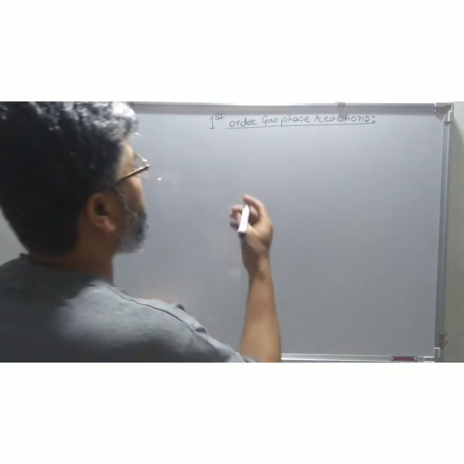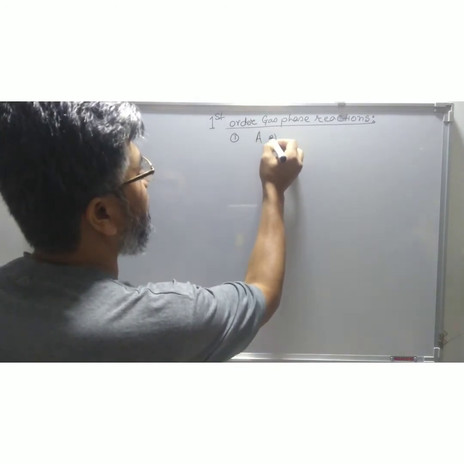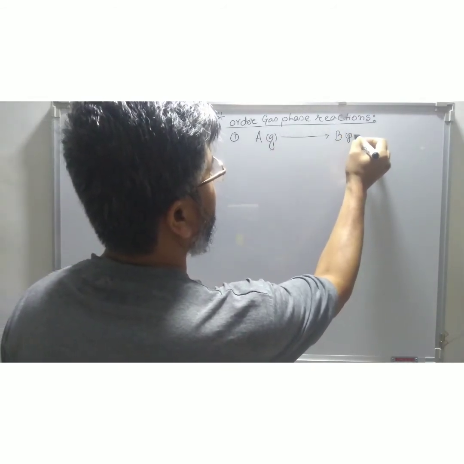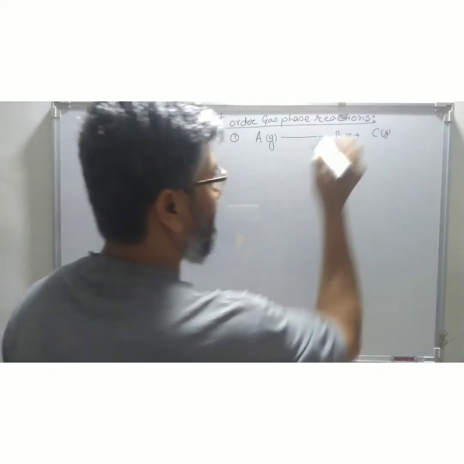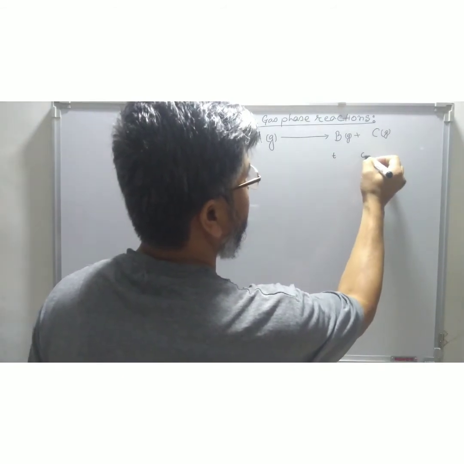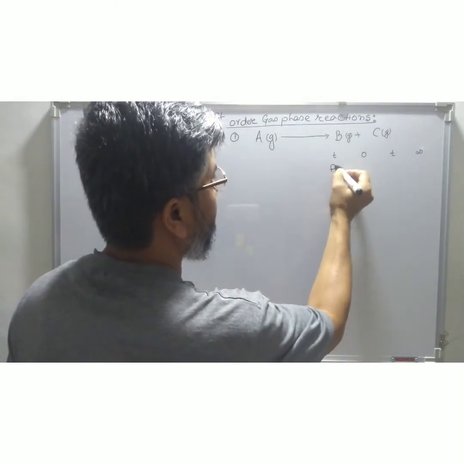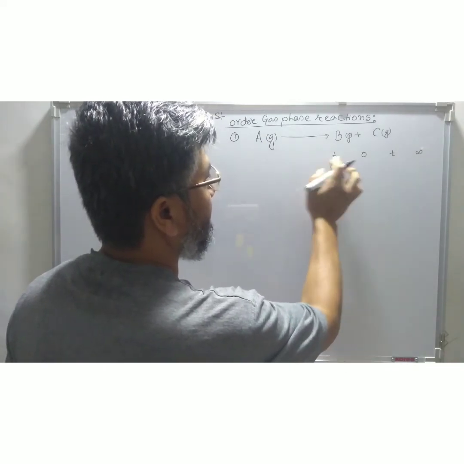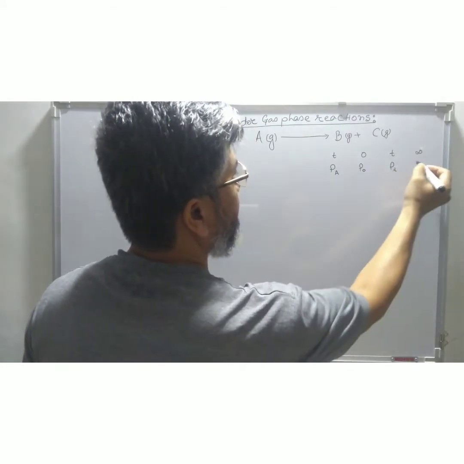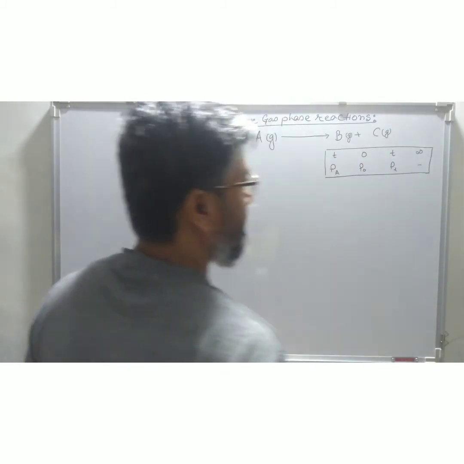So let's take up an example, different gases here. We have a gas phase reaction which is of first order. So A gas reacts to give B gas plus C gas. Now the conditions are given at different times: time 0, time t and time infinity. The partial pressure of the reactant A is given. At time 0, partial pressure is P naught. At time t, partial pressure is Pt. So how do we have to replace the concentration of A in terms of partial pressure?